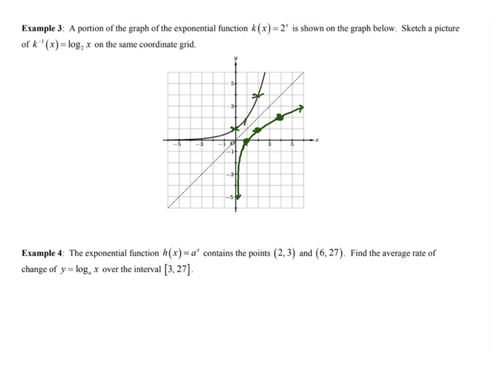All right, let's go on to example 4. It says the exponential function h of x equals a to the x contains the points 2, 3 and 6, 27. Find the average rate of change of y equals log base a of x over the interval from 3 to 27. What in the world?